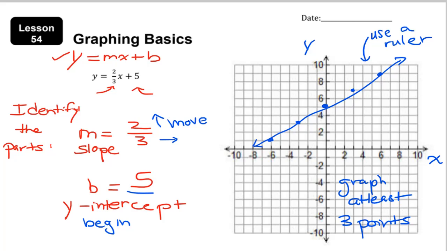And then when you're done, you're going to label your line with the equation that you graphed. However it is given to you, and it was given to me in this y equals mx plus b form.